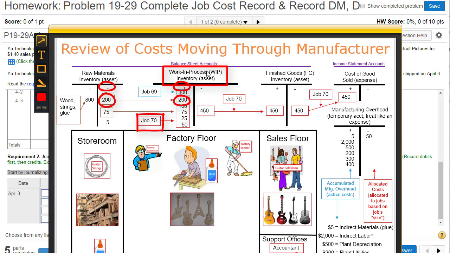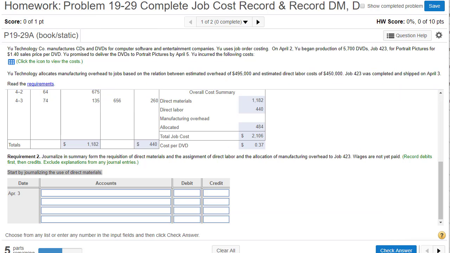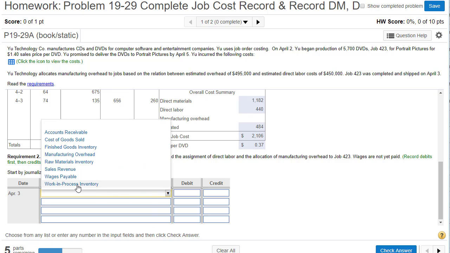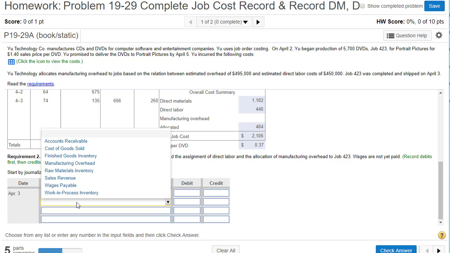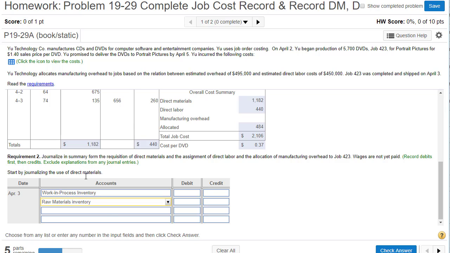Remember, the work in process inventory account is the account where the jobs are being worked on. They are in process. So we're going to convert or transfer jobs from raw materials, which will be the credit, to work in process, which will be the debit. So work in process is the debit. Raw materials is going down. So that is a credit. Notice these two are inventory accounts.